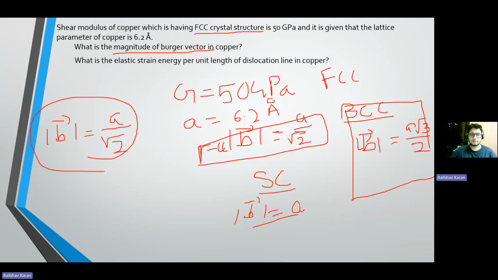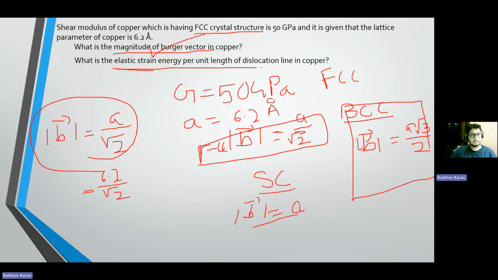This is in case of an FCC crystal. So that means we will be getting 6.2 by root 2. We will be getting the magnitude of Burgers vectors, right? So what is the magnitude of the Burgers vector? We found it.